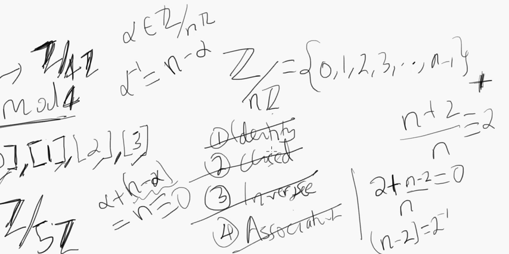Because alpha is at least 1, so n minus 1 is there, n minus 2 will be there, n minus anything really less than n is going to be in this set, because it includes everything: 0, 1, 2, 3, up to n minus 1.